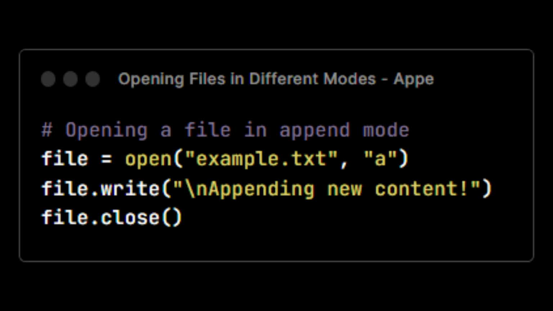Opening files in different modes. Append mode. The append mode, A, allows you to open a file for appending new content. Unlike the write mode, the append mode does not overwrite the existing content. Instead, it appends the new content to the end of the file.